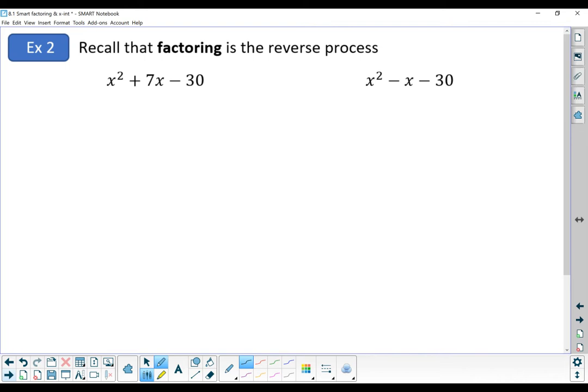Both of these trinomials have 30 as their constant, so they have a little bit in common, and so we're going to start with this one on the left.